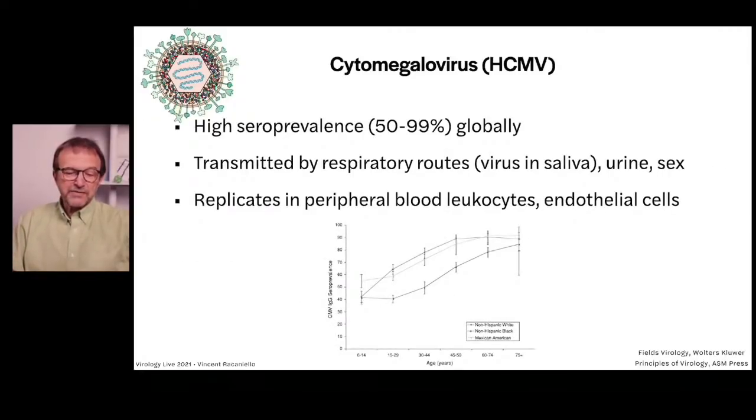Cytomegalovirus is another herpes virus with high seroprevalence, transmitted by respiratory routes. The virus is in the saliva. It can be found in urine. It's transmitted by sex as well. Replicates in peripheral blood leukocytes and endothelial cells. And here's a graph of seroprevalence in terms of age in years, in different racial populations here. And you can see that seroprevalence rises approaching 100%, 90 or 100%.